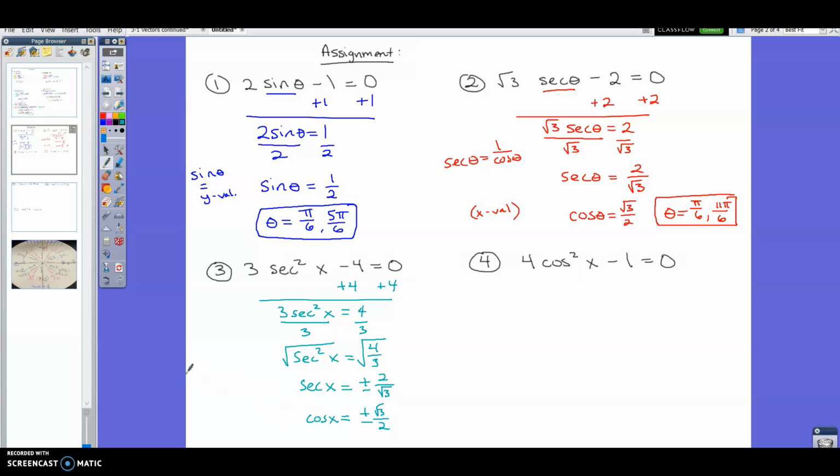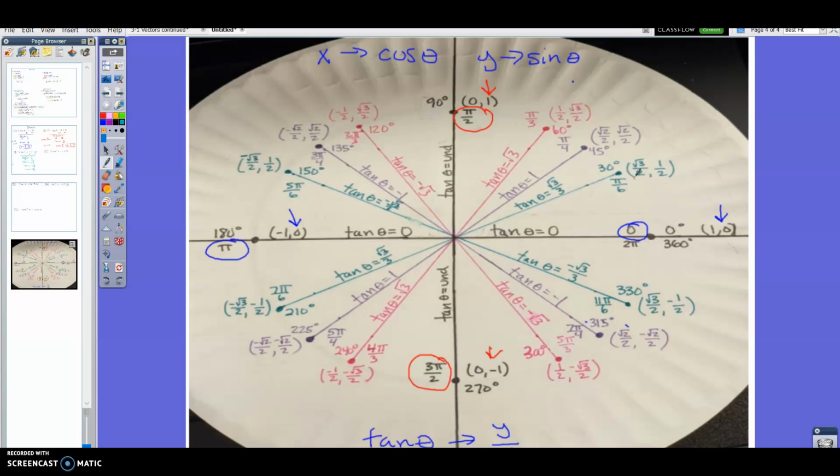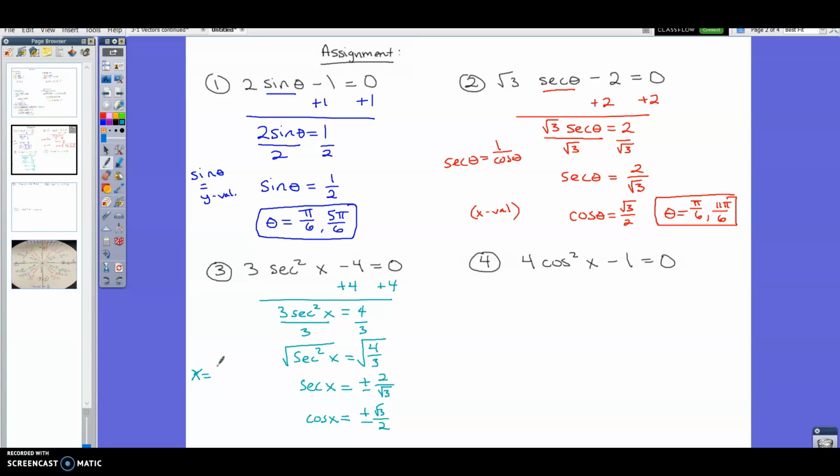So cosine, again, we're looking for x values. We're looking for where we have x values equal to positive or negative square root of 3 over 2. If we look at our unit circle, we have one here at pi over 6. Here it's negative square root of 3 over 2 at 5 pi over 6, 7 pi over 6, and 11 pi over 6. So those are all 4 of our answers.